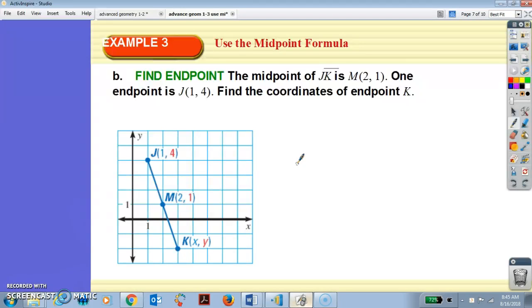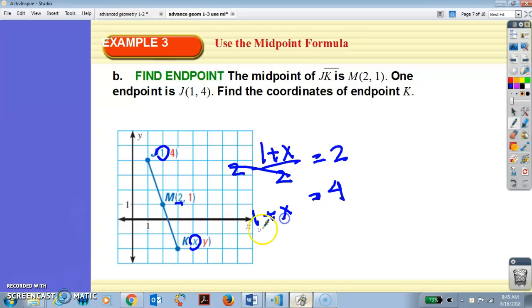Find the endpoint. The midpoint of JK is (2, 1), and the endpoint is (1, 4). Find the coordinates of endpoint K. When you're finding the coordinates, once again, you're just going to use the midpoint formula. 1 plus what divided by 2 is 2. You multiply by 2 on both sides, so 1 plus what equals 4. Subtract 1 from both sides.